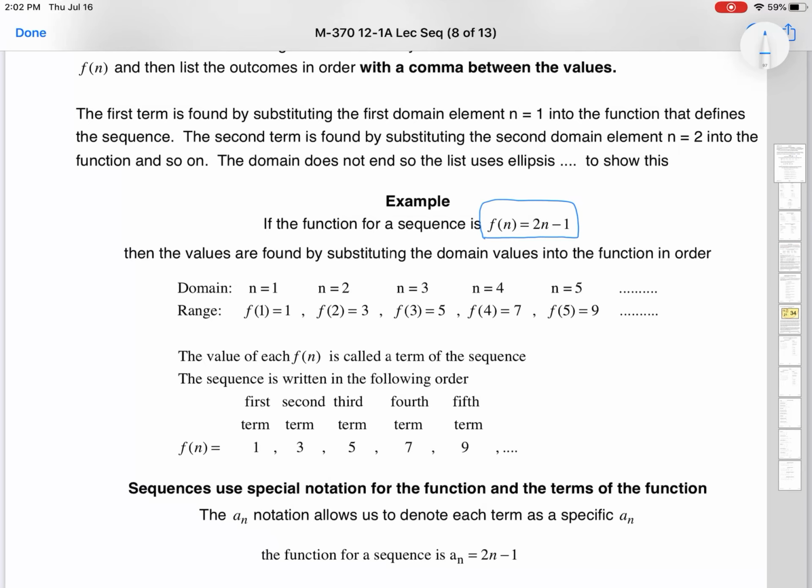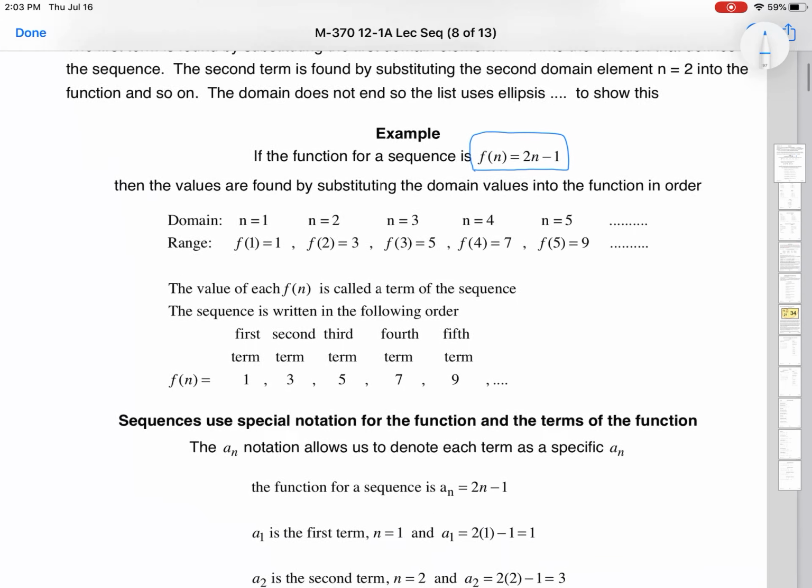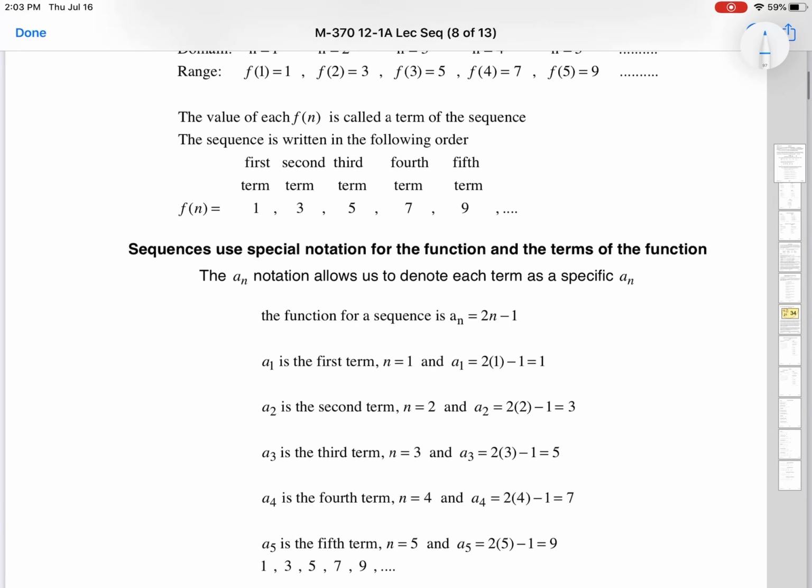I apologize. And they're separated by commas because there's no other domain elements in between. Or I apologize, I said domain. There's no other range elements in between. We're plugging in the positive integers, right? Just the counting numbers, and we're getting out these specific terms. And so much of the work in Chapter 12 is pretty nice because it's an introductory type of thing.